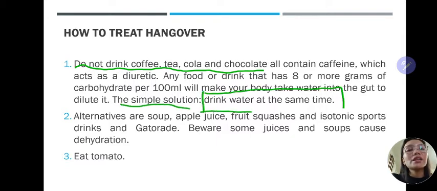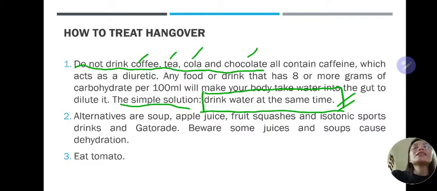So you have to drink lots of water, especially during the time that you are taking in alcohol. Drink lots of water. And then alternatives, basta wag tayo mag-drink ng coffee, tea, cola, mag-eat ng chocolate. Parang this has become yung parang opposite situation kasi minsan yung mga nag-iinom, akala nila yung coffee ang makaka-treat ng hangover nila. Yun pala hindi. So, dapat water lang talaga.